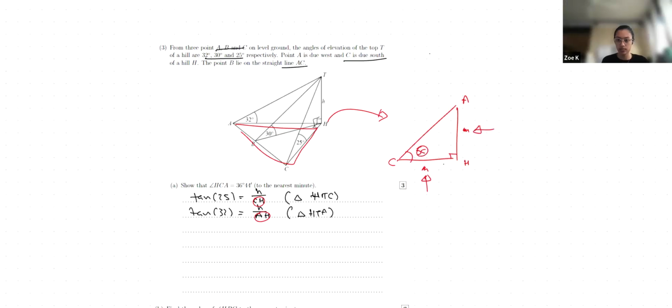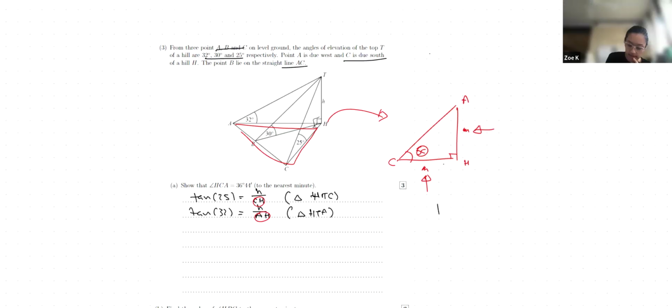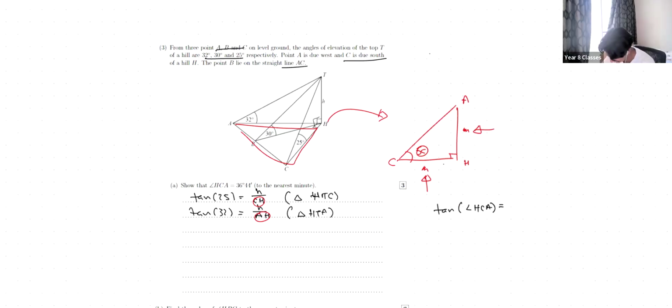Treating it just like a normal triangle, we can just use tan again. Yep, exactly. So if we use tan here, we'll just denote it as angle HCA. And then my ratio becomes tan x equals tan 25 over tan 32. Yes.